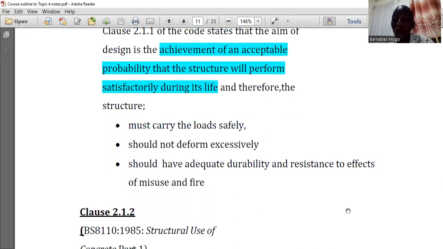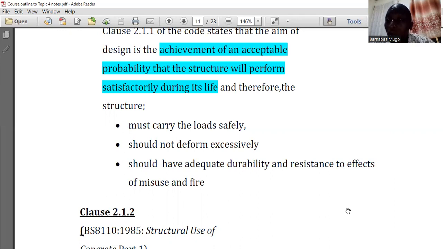Meaning that for us to have any structure that is carrying the weight effectively, it should, one, be safe against any load that is going to be applied on it, be it live load or dead load. It should be able to perform effectively, even without excessive deformation. It should not deform excessively, for it not to be obsolete for use. It should also be durable during its lifespan.